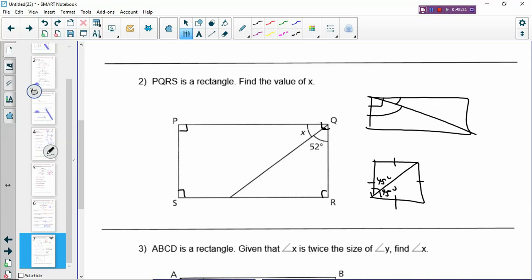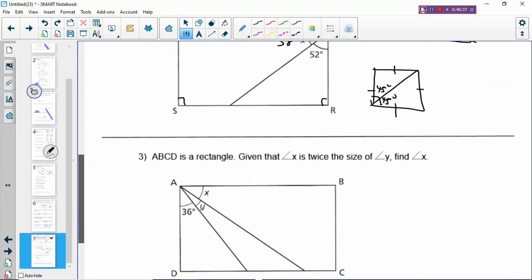Okay, so what is angle X in this figure? There's a right angle, which is 90 degrees. So your angle X will be 90 degrees minus 52, and you will get 38 degrees. So angle X is 38 degrees. Okay, got it? All right, now let's look at one last example.